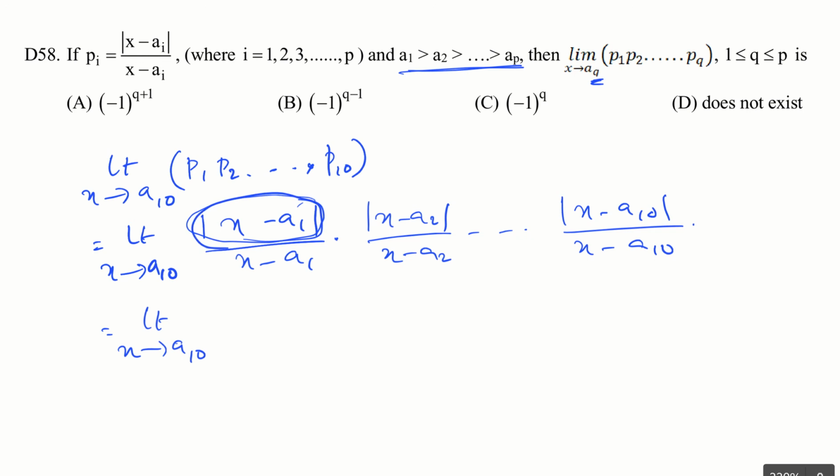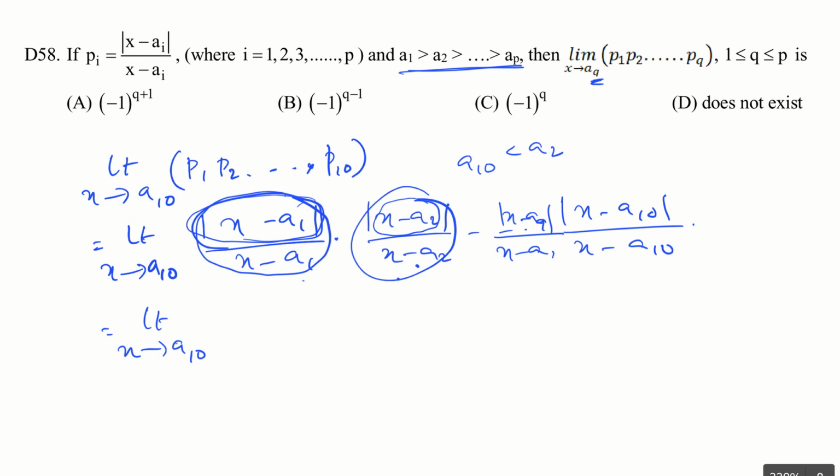If I remove the mod, I'll have mod of a1 minus x. Therefore this ratio will come out as minus 1. And x is going to a10. Here also a10, we know that it is less than a2. Therefore when I remove the mod, I'll get a minus there. So cancelling this, again this will come out as minus 1. So like that, everything, x minus a9 by x minus a9, this is also minus 1. Every limit up to here will be minus 1.